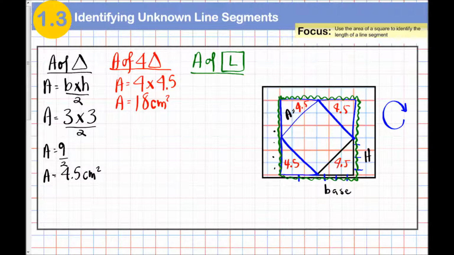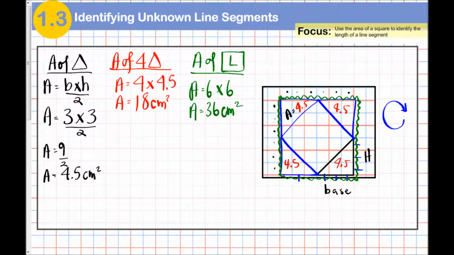And we can tell how big that is by simply counting up: 1, 2, 3, 4, 5, 6. It is 6. 6 by, if it's a square, that number better be the same. And it is, it's 6. So 6 by 6. The area of our large square is 36 centimeters squared.